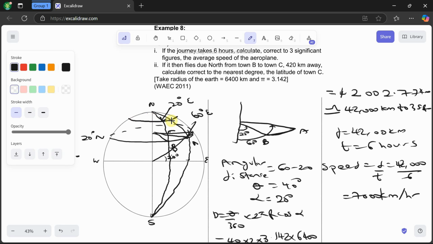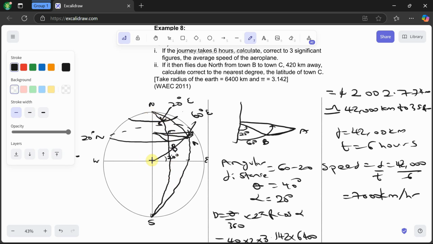Let's assume that this is town C. But that town C is also on the same longitude, right? Because it's from B and it moves northwards, it is on the same longitude. Because look at what this is, we just calculate the latitude, so you know that it's on the same longitude. So this is our point C. Point B is here. Point C is here. They're on the same line of longitude.